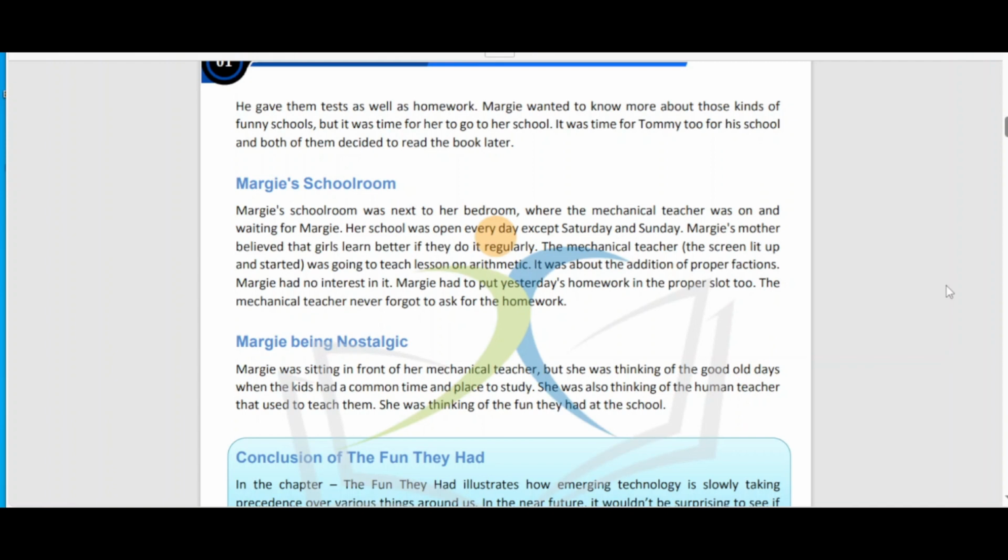So Margie had to put yesterday's homework in a proper slot too. Whenever any student came to attend the class, the first and foremost duty of that student was to put the homework in a proper slot. Slot means a place. The mechanical teacher never forgot to ask for the homework, and it always remembered that she had to put her homework in the proper slot, and it would never forget.